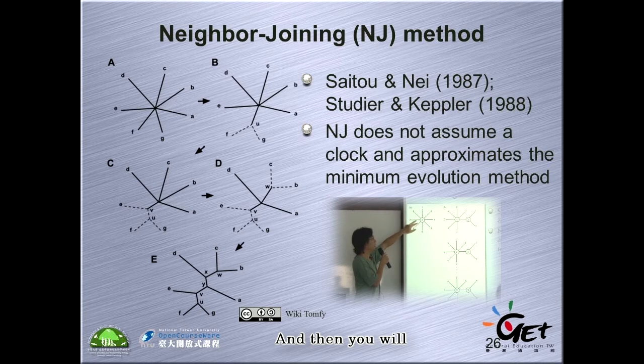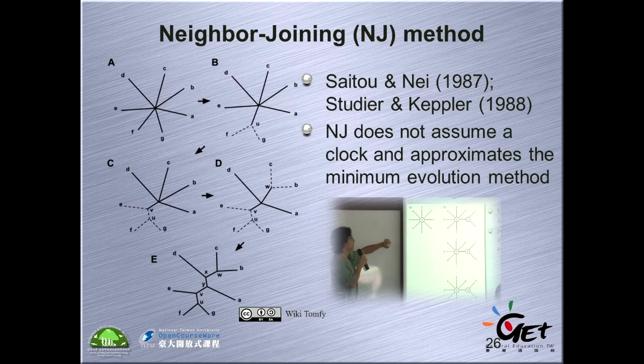And then you will try to combine any two pairs. In this case, it will be any two out of the 8 sequences.